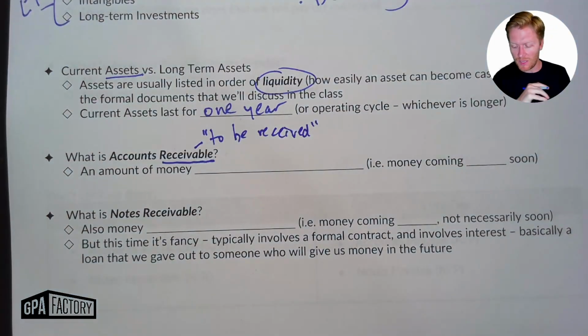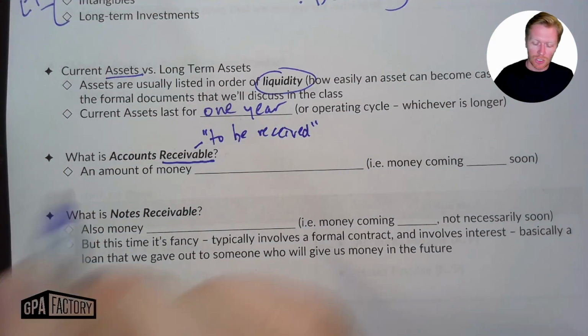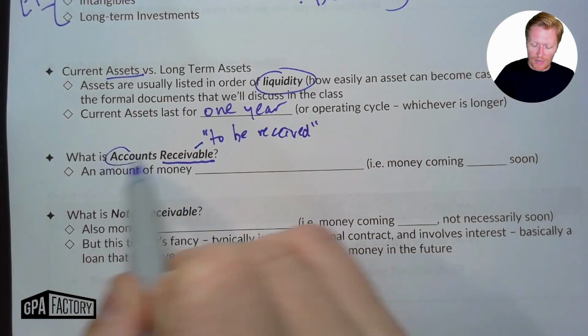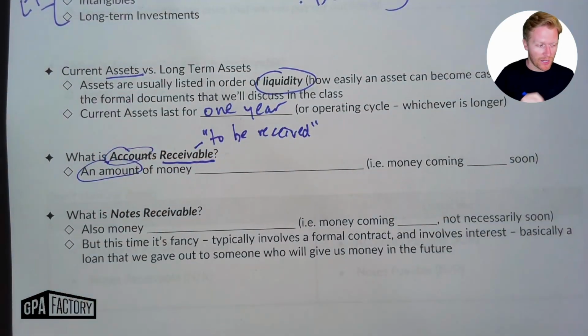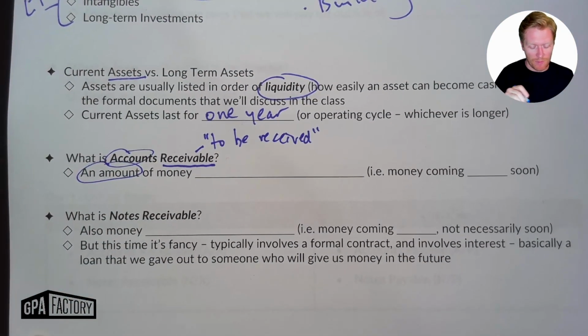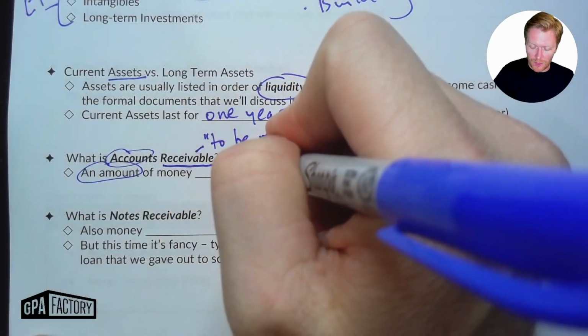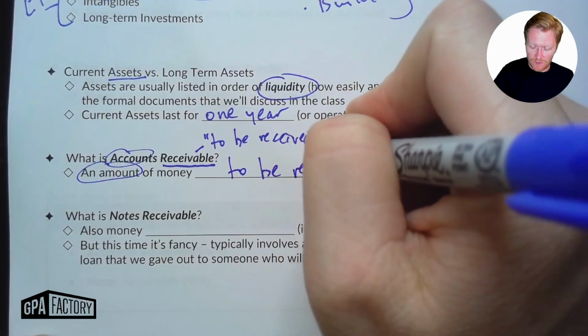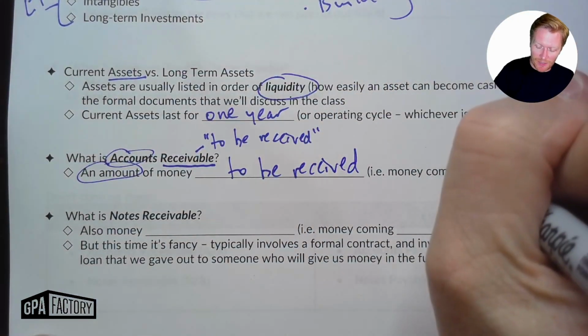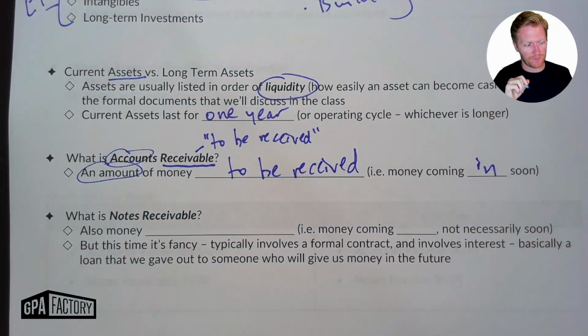So receivable means to be received. So an amount of money, right? An account, that's really just an amount of money. So an account is an amount of money to be received. So this is money that is expected to come in soon. When we say accounts receivable, usually what happens here is we sell something to a customer, but we say, okay, you don't have to give us the cash immediately. You can pay us at some point in the future.